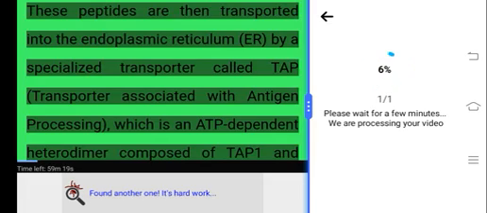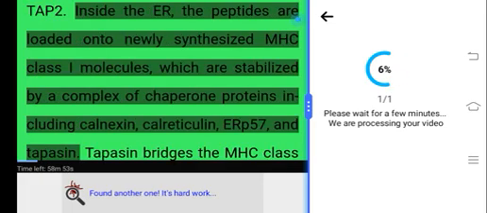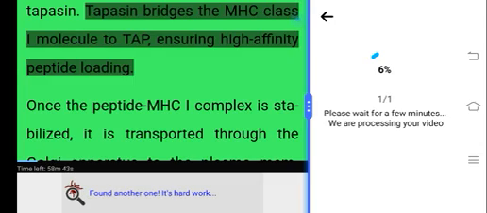These peptides are then transported into the endoplasmic reticulum by a specialized transporter called TAP, transporter associated with antigen processing, which is an ATP-dependent heterodimer composed of TAP1 and TAP2. Inside the ER, the peptides are loaded onto newly synthesized MHC class I molecules, which are stabilized by a complex of chaperone proteins including calnexin, calreticulin, ERp57, and tapasin. Tapasin bridges the MHC class I molecule to TAP, ensuring high-affinity peptide loading.